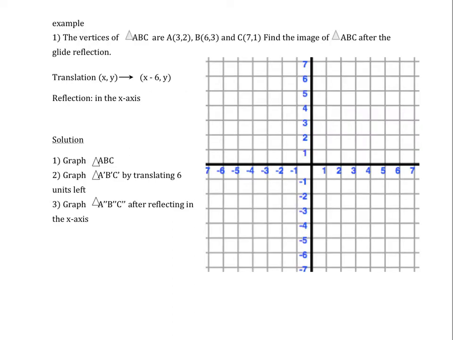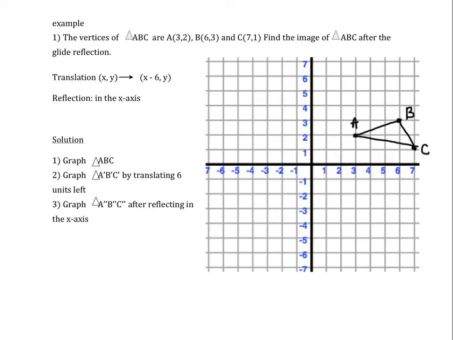In our first example, we have triangle ABC with the vertices listed, and then we have to find the image of triangle ABC after this glide reflection. So I'm going to do the translation first, which we're going to do x minus 6 followed by just keeping y the same. So we're going to take and slide the triangle 6 units to the left, but we're not going to move it up or down at all. After we do that, then we're going to do a reflection in the x-axis. So take a minute and just graph the points of triangle ABC first.